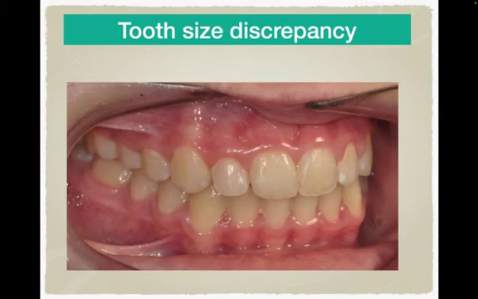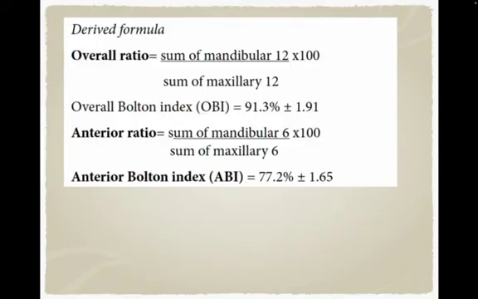We do the same with the second premolar in the upper and the second premolar in the lower. If they are the same size, then we don't have any tooth size discrepancy. The second method is what we call the Bolton discrepancy. So basically it has an overall ratio and an anterior ratio. You sum the mandibular teeth, the whole of them, divided by the sum of the maxillary teeth, multiplied by 100. That will give us a proportion of 91.3%. Or you can do the same but for the anterior teeth.